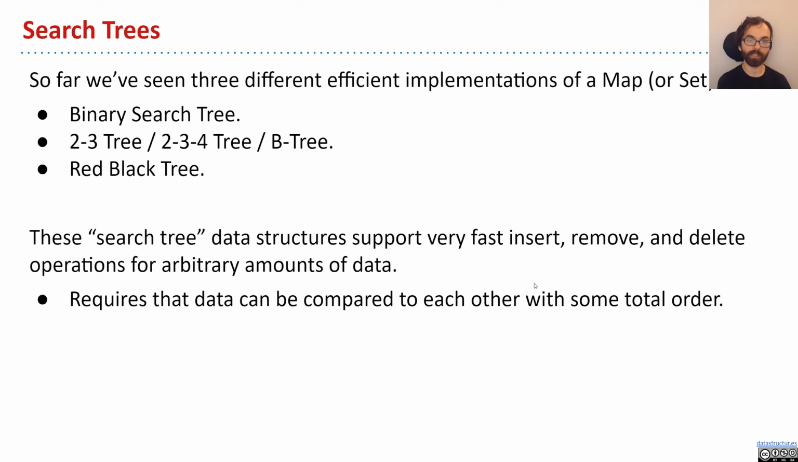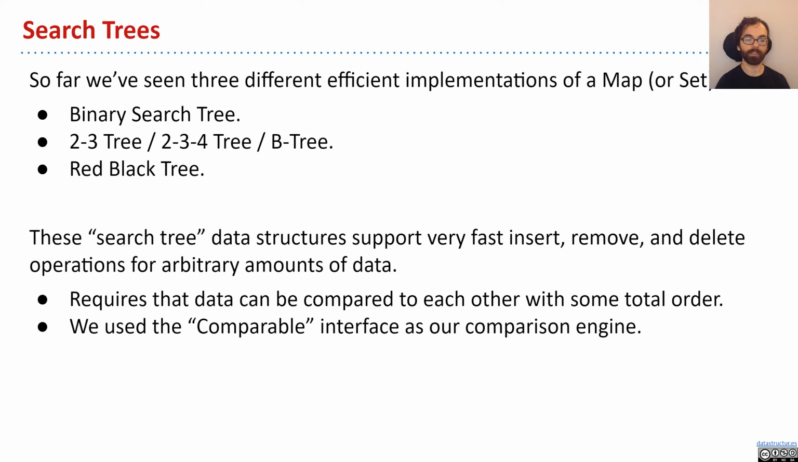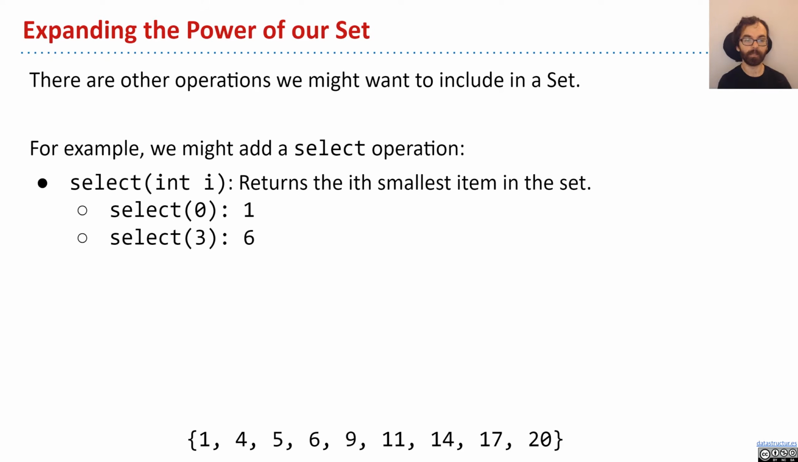Now, one of the restrictions we have so far, which we're not going to deal with today, is that this approach requires that our data can be compared to other data with some total order. So for example, in our case, we used the comparable interface as our comparison engine. So we required that everything implemented comparable in order to be stored in a set. And in a later lecture, we'll talk about how you can store things even which cannot be compared.